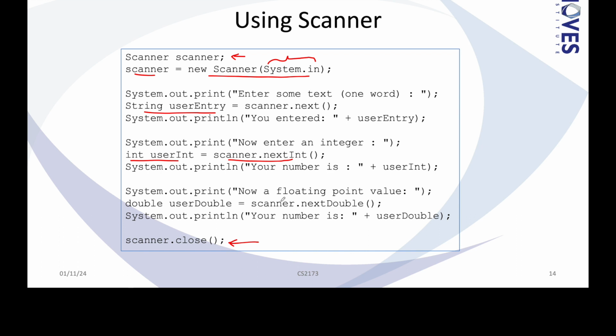Now, if you're using, say, scanner.next, it's going to read the next string input. So what if the input is number space string? Does it skip over the number and go straight to string? Nope, it just reads the next number as if it were a string. And we can test that, let's test that.